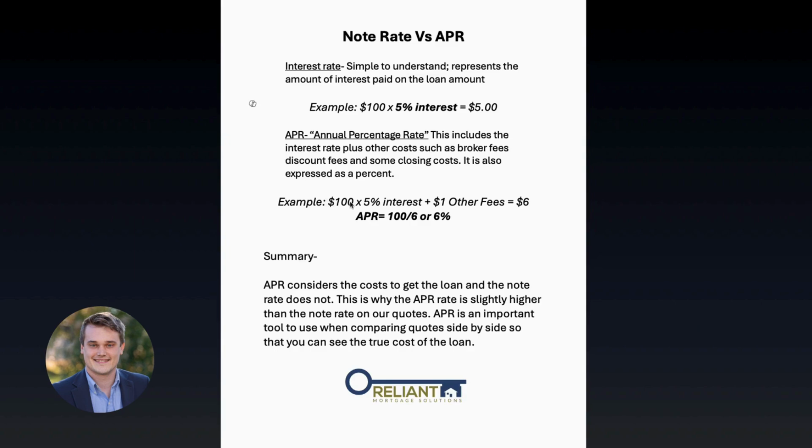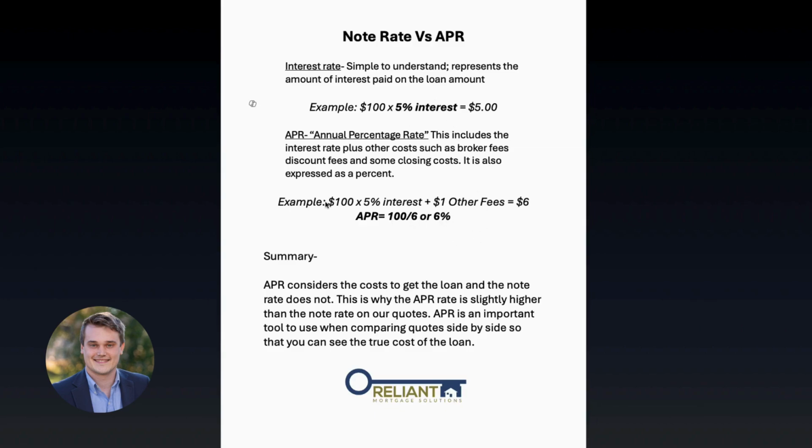We have the same $100 loan amount, the same 5% interest, but this time we have $1 in other fees. Well, this is a symbol for things like a loan origination fee, a discount fee, anything that flows into the APR calculation. So if you go through this and you do the math, you see that it all equals $6. Well, if you divide that $6 by your original loan amount of $100, you see that the APR in this example is 6%, which is a little bit higher than 5%.